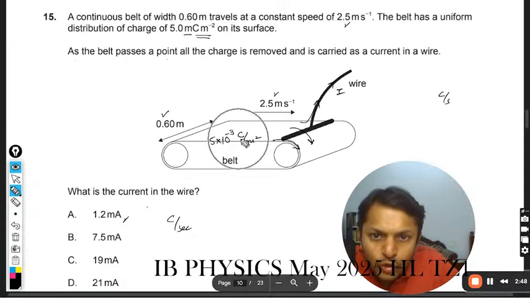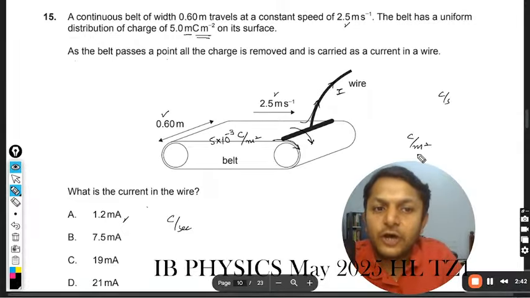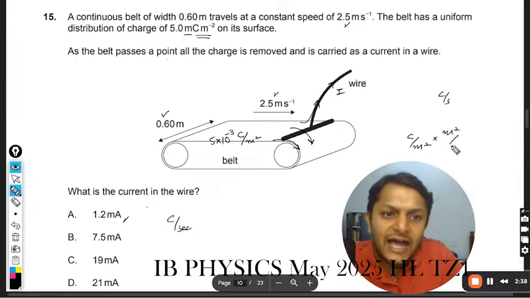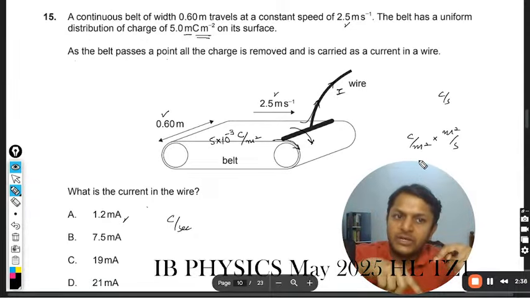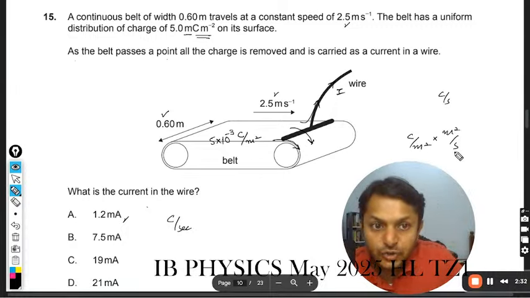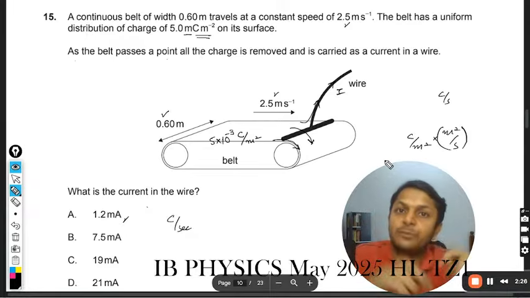So this is coulomb per meter square. Let me start from this. This is coulomb per meter square. It means I have to get rid of meter square. So there must be meter square in numerator, and I have to provide second in the denominator. It means that I have to multiply this thing with meter square per second. So somehow I have to create this unit, which is meter square per second.